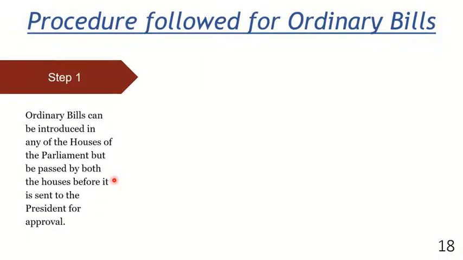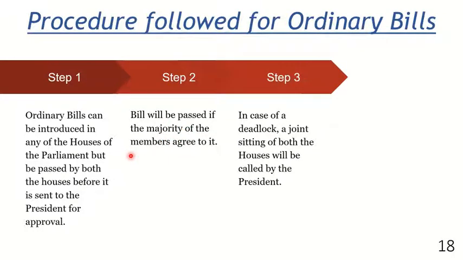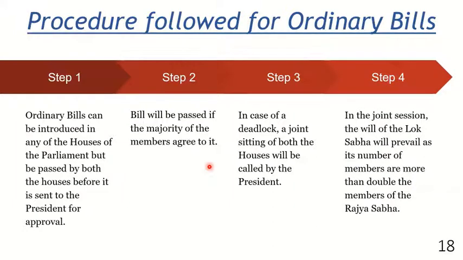Now let us see the procedure followed by an ordinary bill. The ordinary bill can be introduced in either house of the parliament. But it should be passed by both the houses before it is sent to the president for approval. Now step 2 says that the bill will be passed if the majority of the members agree to it. The third step says in case of a deadlock, a joint sitting of both the houses will be called by the president. And the fourth step, in the joint session, the will of the Lok Sabha will prevail as its number of members is more than double that of the Rajya Sabha.